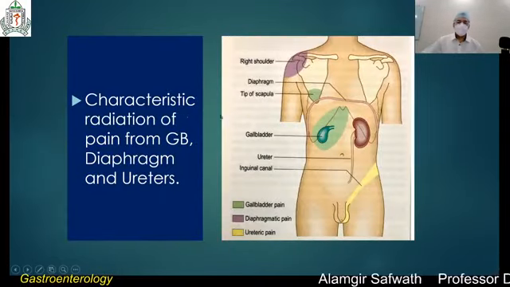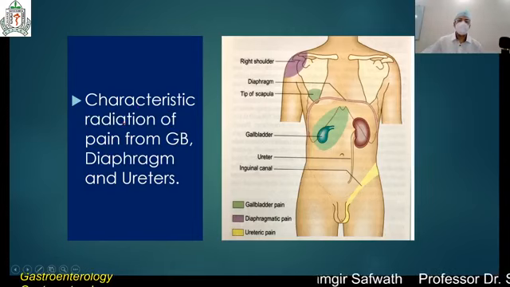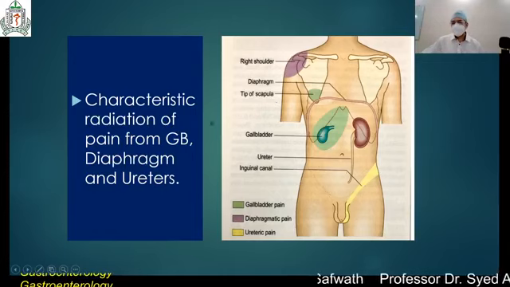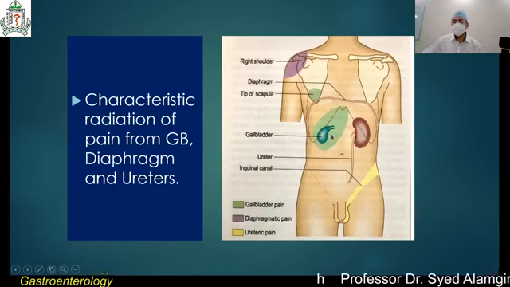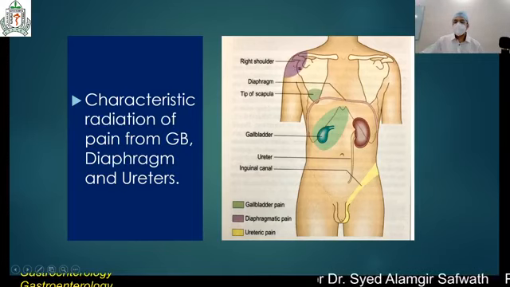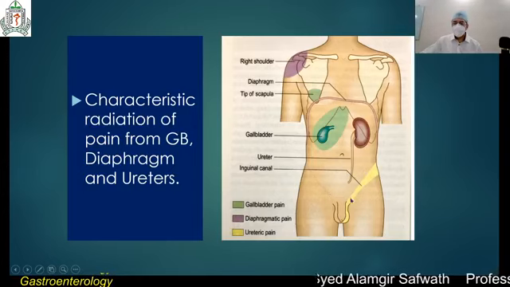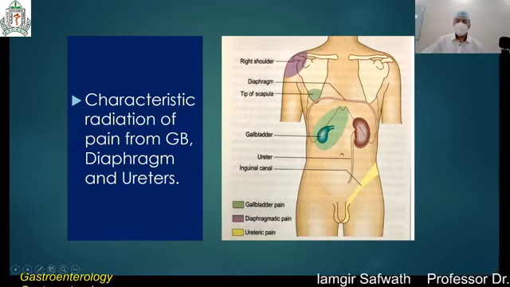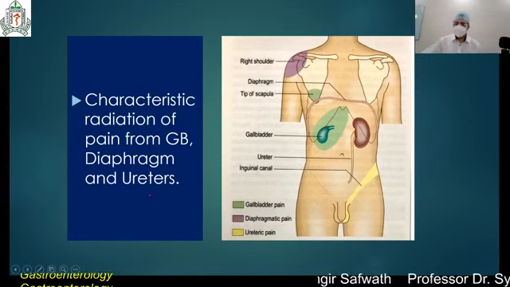It is also a picture for referred pain, where it is showing the characteristic radiation of pain from the gallbladder, diaphragm, and ureters. So you see, this is the gallbladder, this is the inflamed area, pain of the gallbladder is over here, and it is radiated to the tip of the scapula on the back. Pain from the diaphragm is going to the right shoulder, and pain from the ureter is radiating to the inguinal area up to the scrotum. So these are some examples of referred pain.